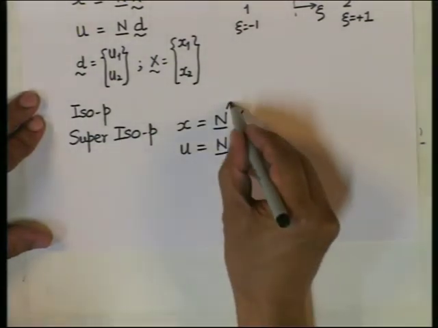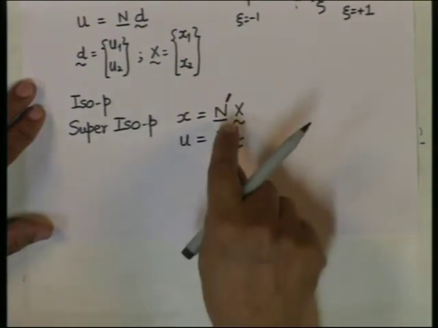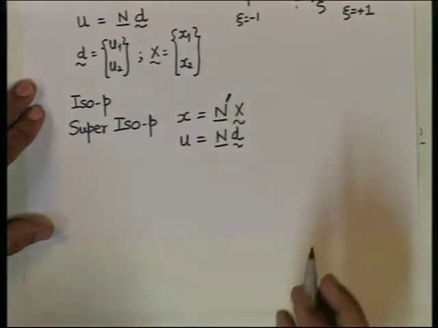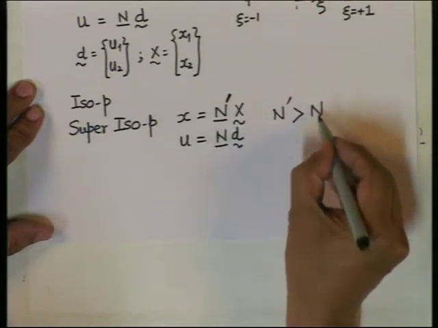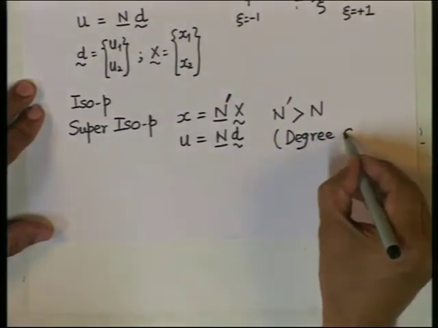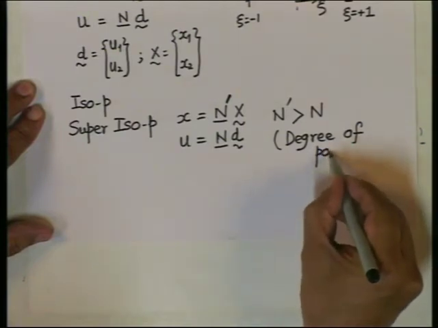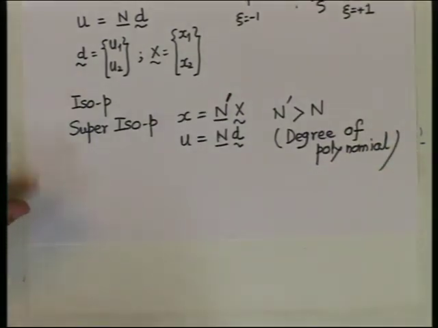In this, N dash contains polynomials, because after all it is also interpolating between various points, a function is being interpolated. So, if N dash contains higher degree polynomial, then we call it super isoparametric: geometry is a higher degree polynomial than the displacement.